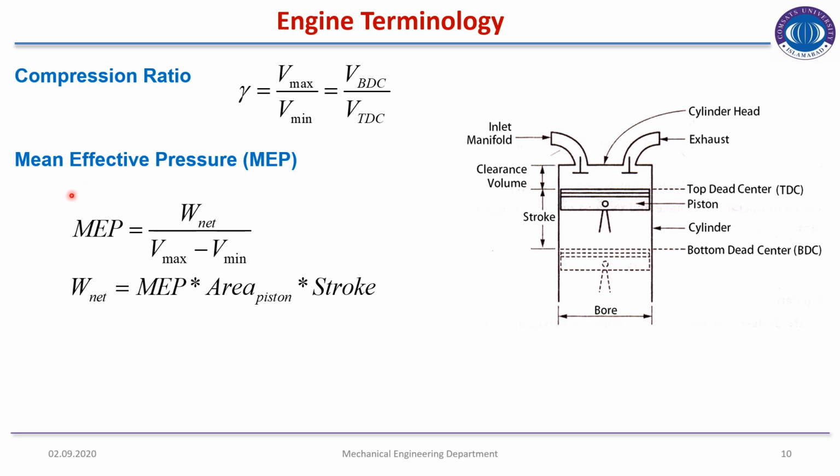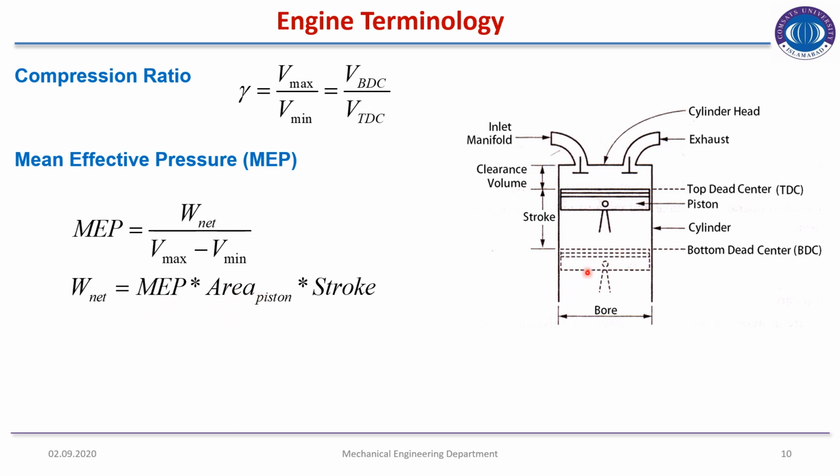Then we have a relation of mean effective pressure, or MEP. MEP is equal to W net, or net work done, divided by the difference of maximum volume and minimum volume. We have already discussed what is meant by maximum volume and minimum volume. If we want to calculate the value of mean effective pressure, first you will have to calculate the value of W net. W net can be calculated with the help of mean effective pressure times area of piston.